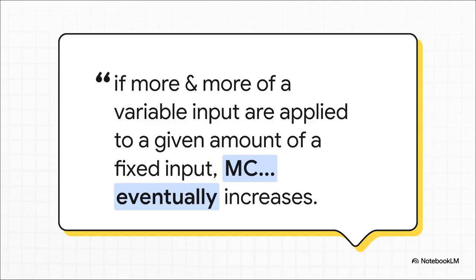This quote, it gets right to the heart of why that U-shape happens. It's the law of diminishing returns. You keep adding a variable input, like your workers, to a fixed input, like the workshop space. At first it's great, but eventually you hit a tipping point, and your marginal cost starts to go up.